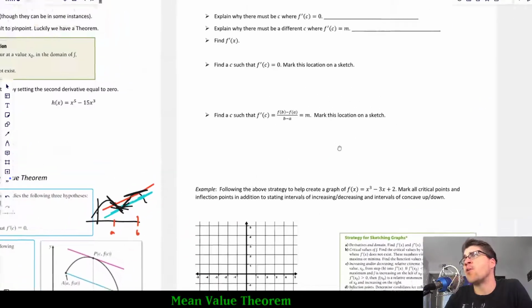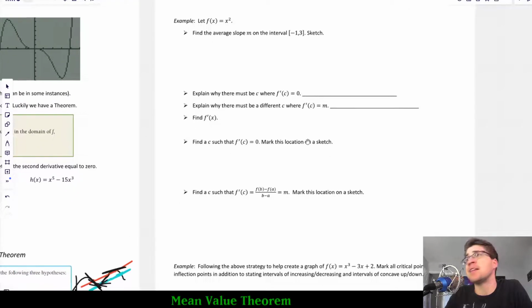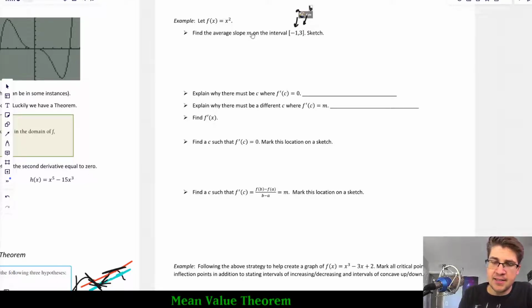So what would a homework question or a test question look like? Let's peek at the example from our notes and work through it. This example says let f of x be equal to x squared. It says find the average slope on an interval. Again, this is just another way of saying find the average rate of change, where we've got A and B. How I like to do it in class is, we'll just write a formula: f prime of c equals f of B minus f of A over B minus A.